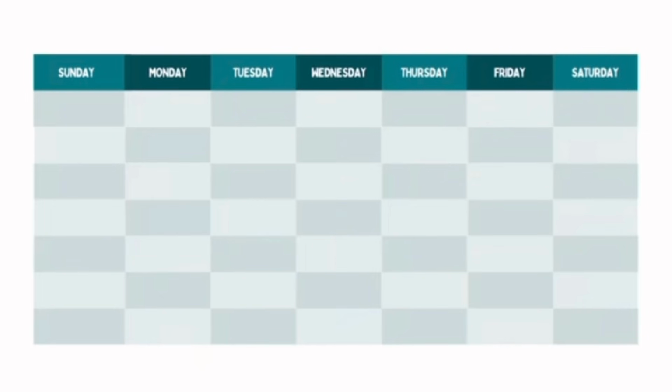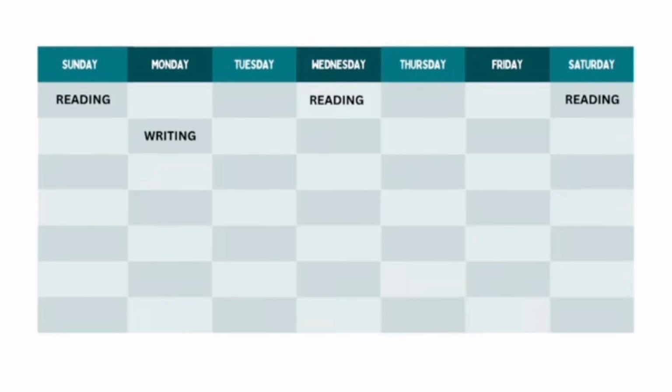So you gave yourself a 3 for reading. You could do this on Sunday, Wednesday and Saturday. Since you are really good at writing, you don't need to practice it that much. You give yourself a 1, so you need to practice once a week.